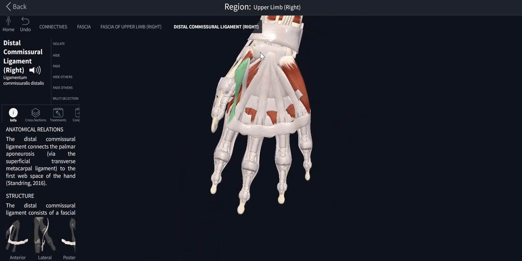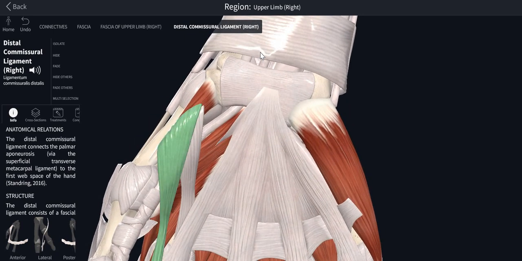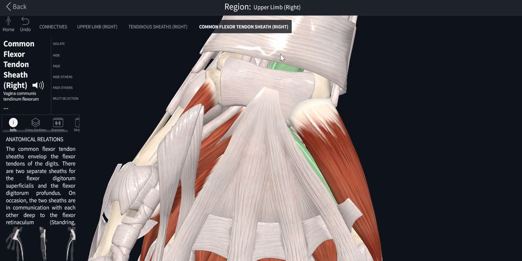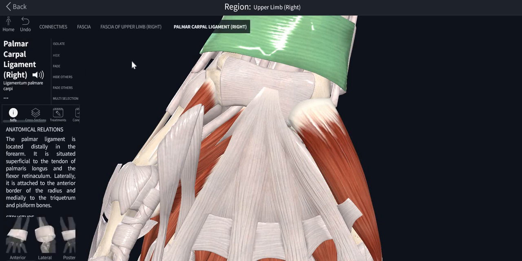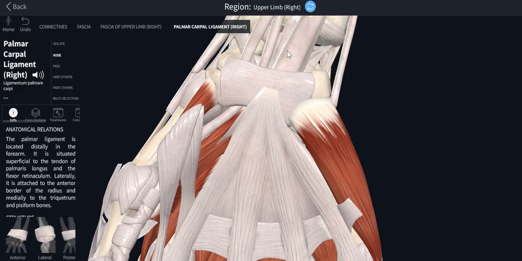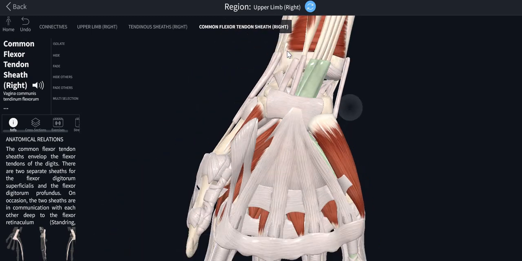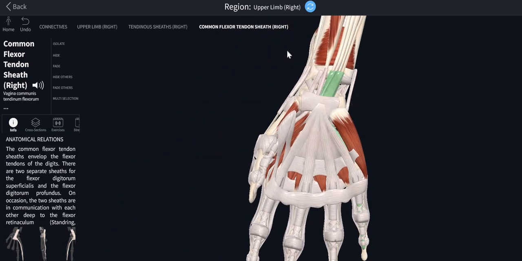Also, another part of it is the palmaris brevis muscle, or the flexor tendon sheath. The flexor tendon sheath, this one right there internally. So this is the flexor tendon sheath. If we remove this right here, we see the flexor tendon sheath. It's also part of the palmar aponeurosis. And the palmaris brevis muscle, which, as we said, is part of the palmar aponeurosis.